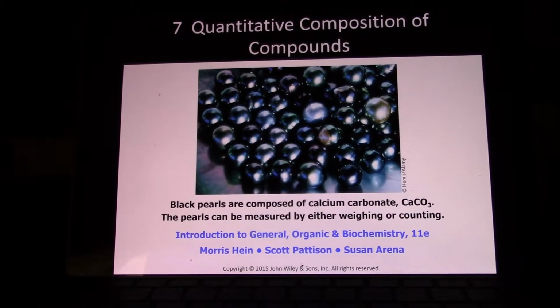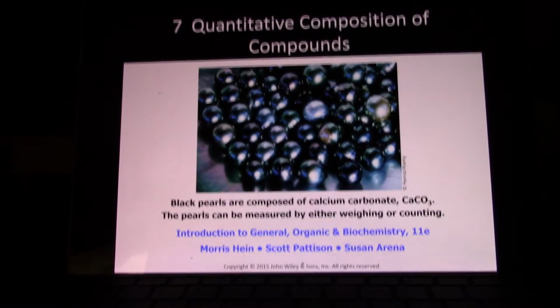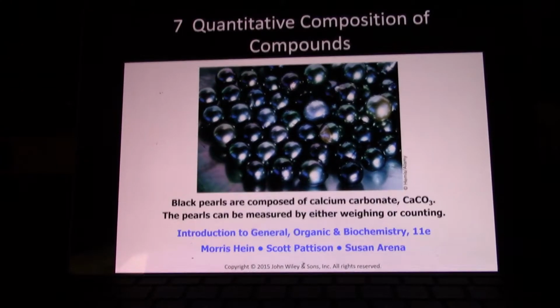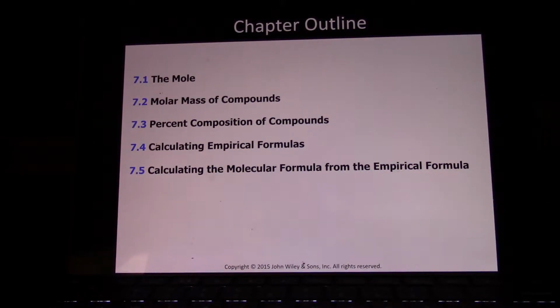Chapter 7, the quantitative composition of compounds. This chapter is going to be all about the mole, and that makes this chapter either the easiest chapter or the hardest chapter for students. The mole is a word, and it is a word that stands for a number.